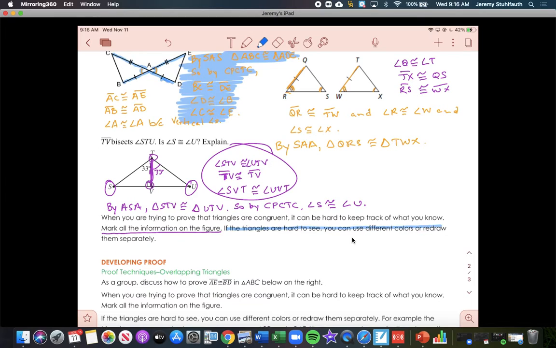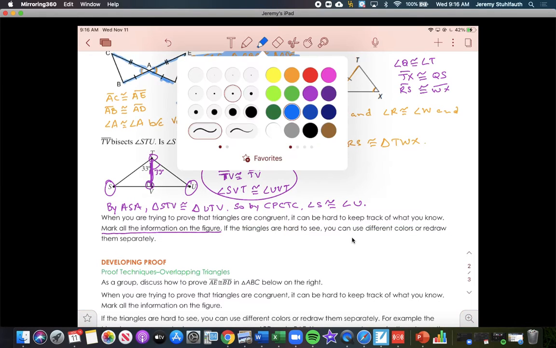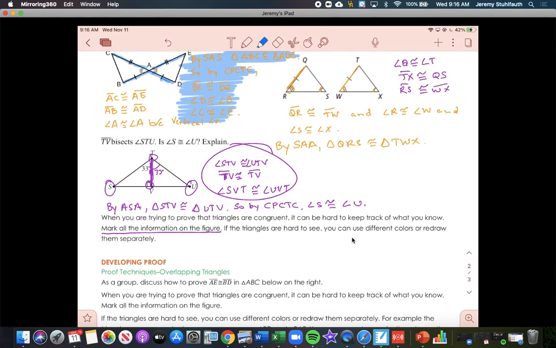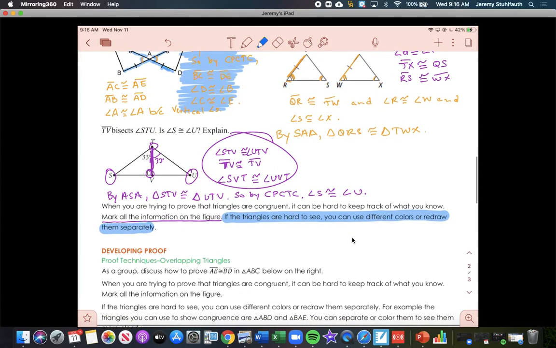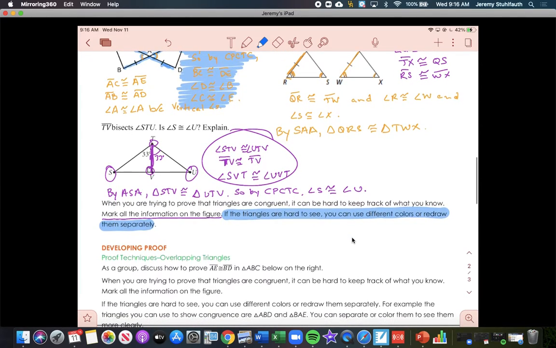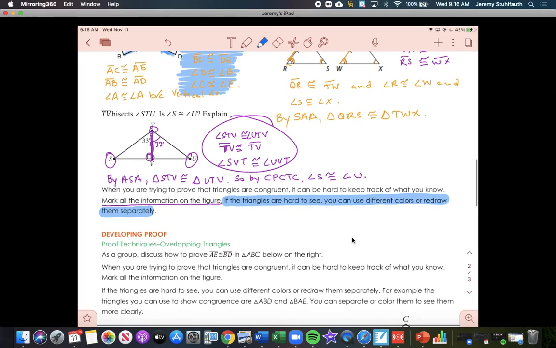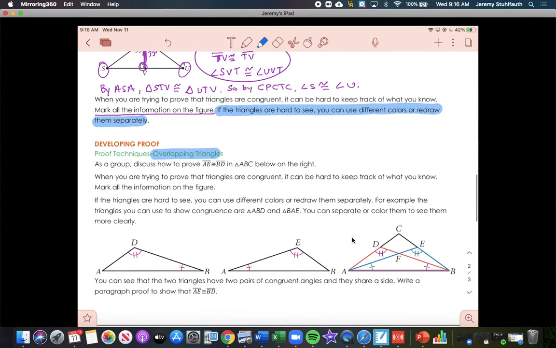What I mean by that is, you're going to see in these next few problems that we have some triangles that overlap. And if the triangles are hard to see, I recommend that you use different colors or redraw these triangles separately. So let's take a look at some more challenging problems where you have triangles that are overlapping. All right. So what do I mean by that?